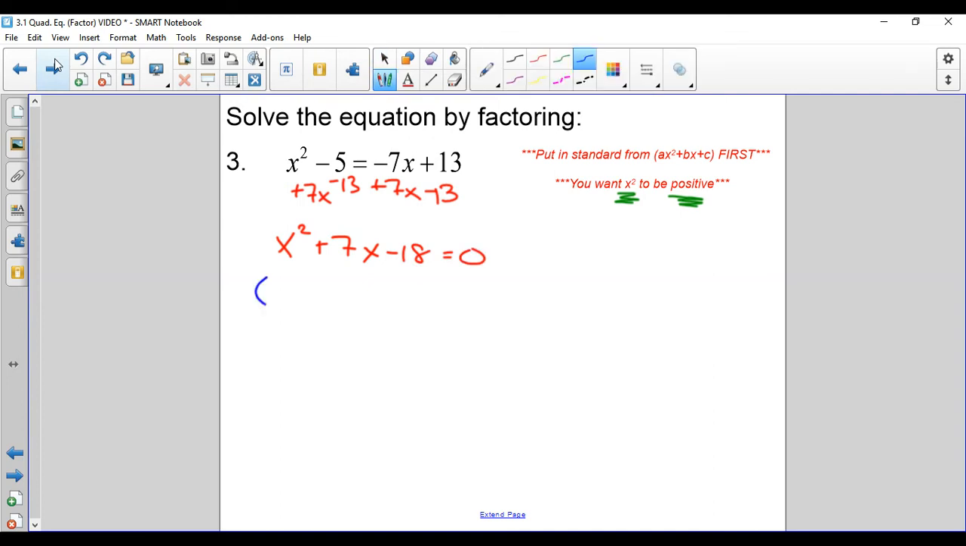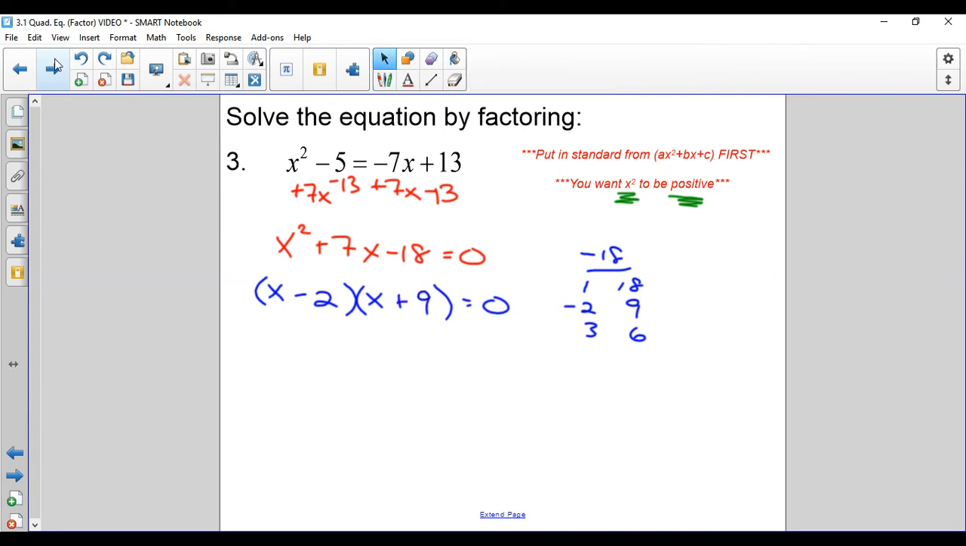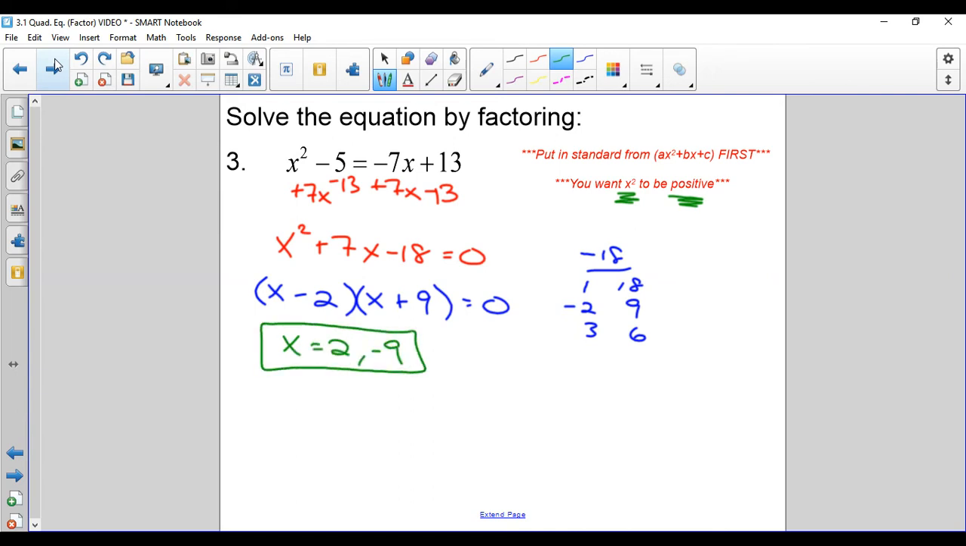We factor it, split the parentheses up, x and x, factors of negative 18 that add up to 7. We got 1 and 18, 2 and 9, 3 and 6. That's all we got. To get a positive 7, we need a negative 2 and a positive 9. Almost done. Pull out your solutions. X equals 2 and negative 9. There's your solutions. Factored step, solution step I need to see. I do need to see a little bit more in this one, so I would like to see that step as well.